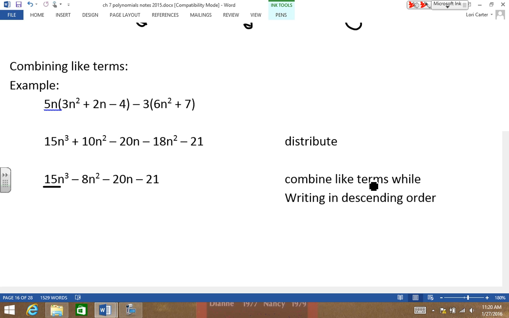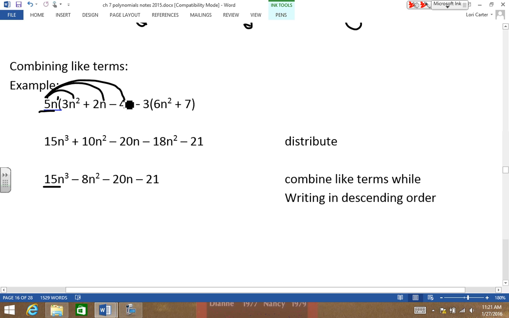All right. Now this is like 2 problems put together. So the first one, what am I distributing? What am I multiplying? 5n. So we're taking 5n times 3n squared, which is what? 15n to the 3rd. Yep. 5 times 3 is 15, n cubed. Now 5n times 2n squared is 10n squared. Negative 20n. Beautifully done.